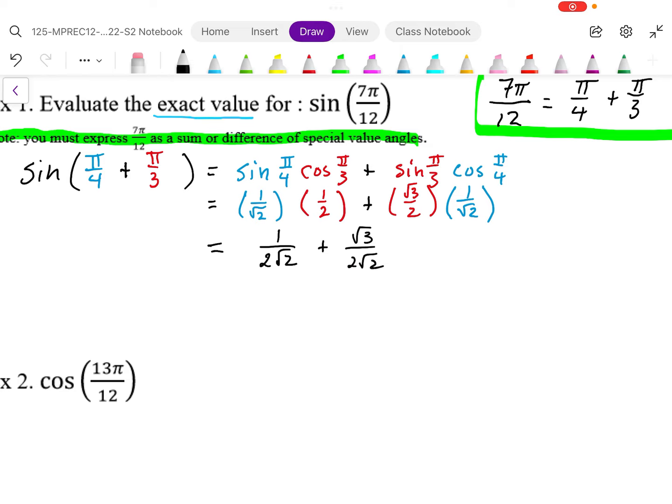Now, usually what will happen using this formula is we'll get a common denominator. So we end up with 1 plus root 3 in the numerator over 2 root 2 in the denominator. And this is my answer. So the sine value of 7 pi over 12 is 1 plus root 3 over 2 root 2.